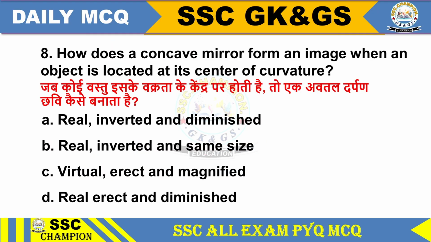Question 8. How does a concave mirror form an image when an object is located at its center of curvature? Option A, real, inverted and diminished. Option B, real, inverted and same size. Option C, virtual, erect and magnified. Option D, real, erect and diminished. Right answer, real, inverted and same size.